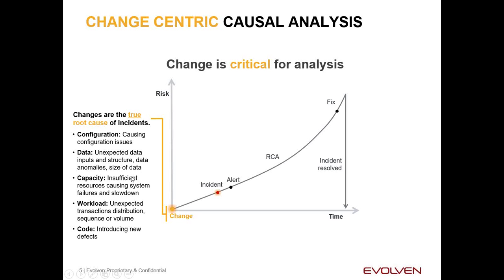Okay, and that change comes in lots of different forms. Evolvin focuses on things like configuration, can look at data, can look at capacity, can look at workload and code. Some of these are already part of Evolvin's product, and others are being incorporated over the next year or so. We'll be adding more and more data sources into the product.